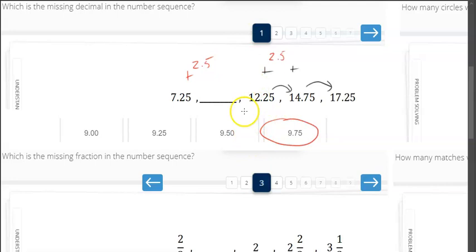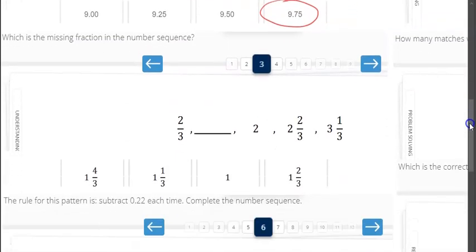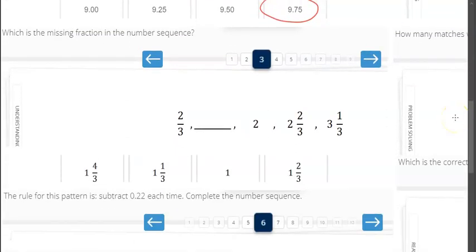So just be careful. Sometimes these questions can either go up or increase, or they can decrease. You've just got to see if the trend is going higher in values or lower in values from left to right. You'll get the same type of questions, but this time we're going to be dealing with fractions. So in this case, which is a missing fraction in the number sequence? Again, the second term is missing. We don't know what this term is.